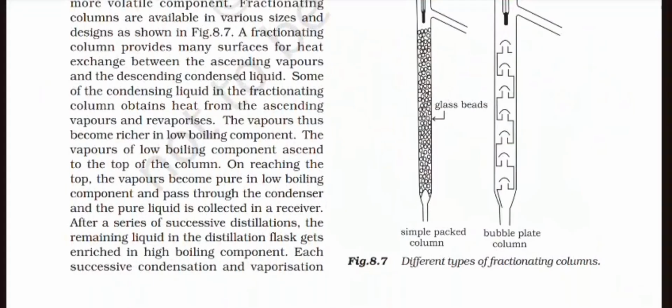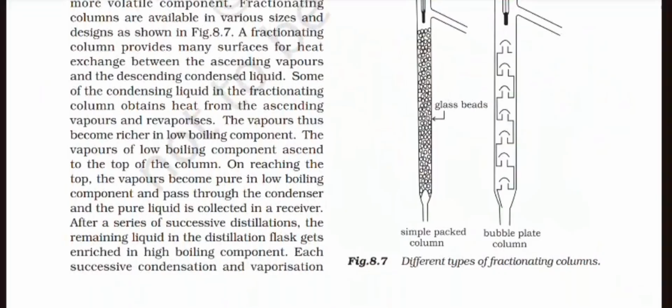On reaching the top, the vapor becomes pure in the low boiling component and passes through the condenser, and the pure liquid is collected in the receiver. After a series of successive distillations, the remaining liquid in the distillation flask gets enriched in the high boiling component.